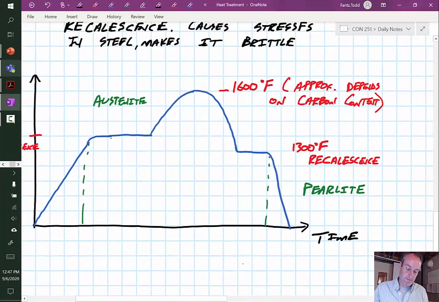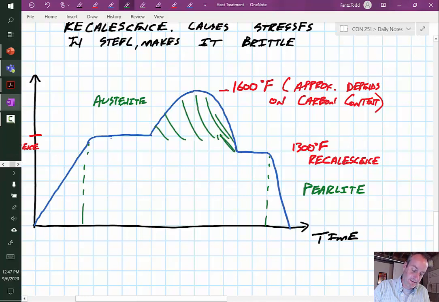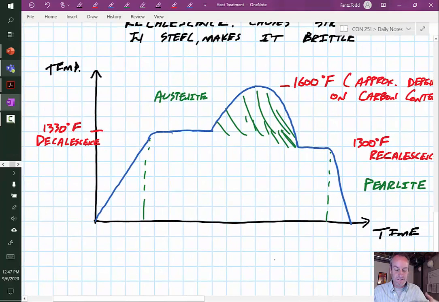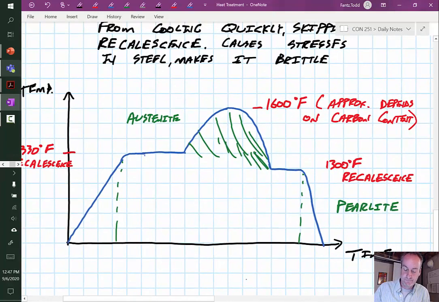So of course you could think of it being on either side. Hopefully that makes sense. It's basically this whole area, but technically it's a little lower on that side. It's not really a great graph for showing that, but it's anywhere after this decalescence until I get all the way back down to my recalescence. All that is considered that austenite state for that steel.